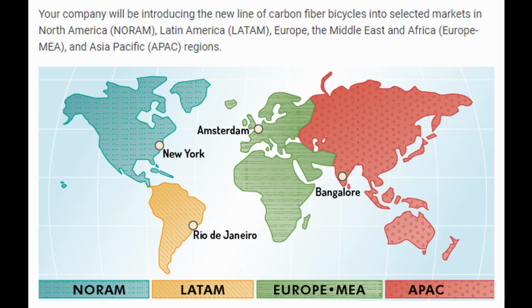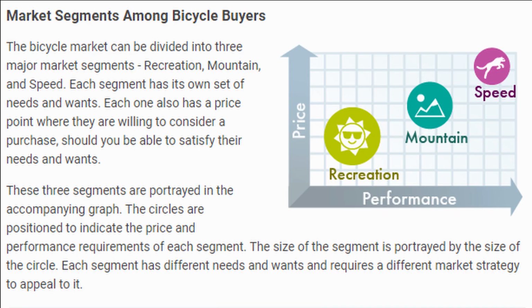You will start a new firm, which will enter the carbon fiber bicycles industry. The firm will be introducing a new line of bicycles into 4 international markets. Your goal is to build a profitable company. There are 3 market segments to serve in the bicycle market. Each segment has different needs and requires a different marketing strategy to appeal to it.